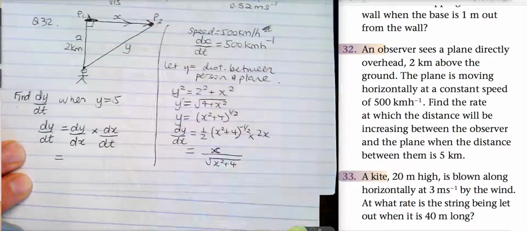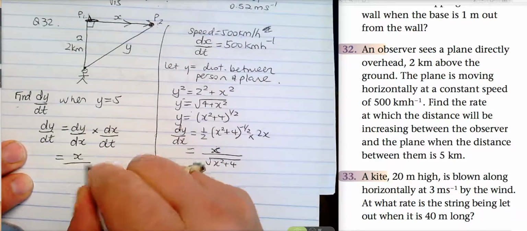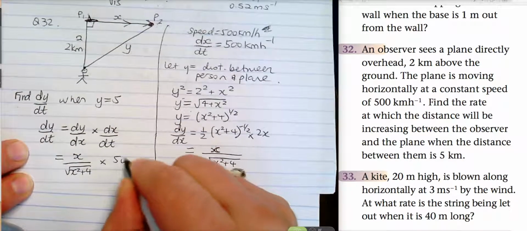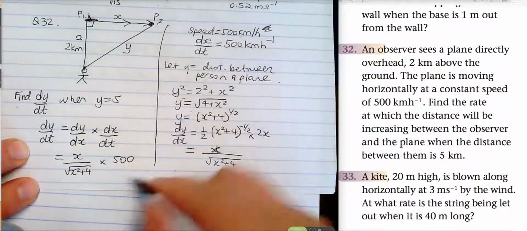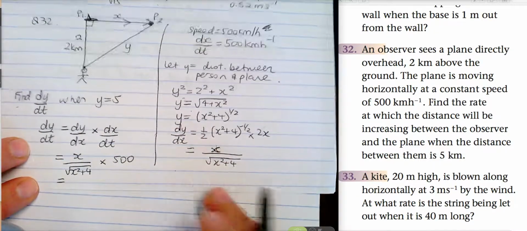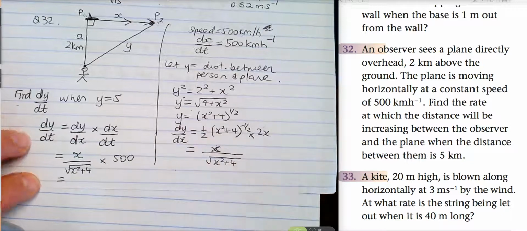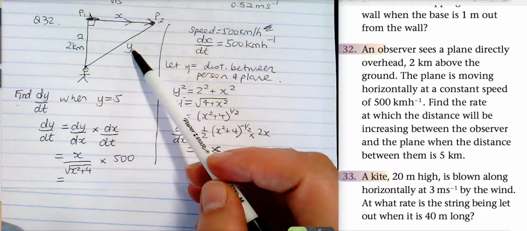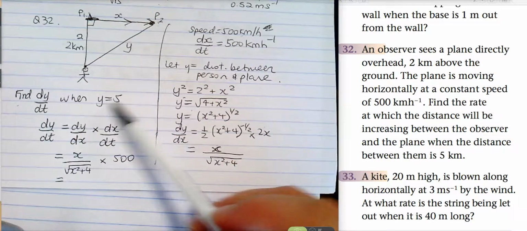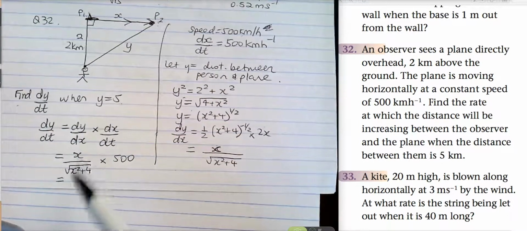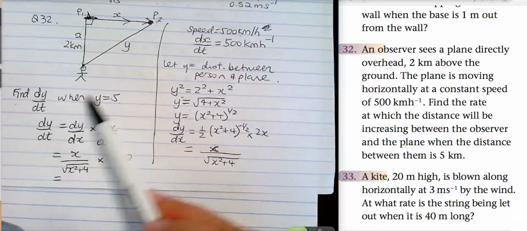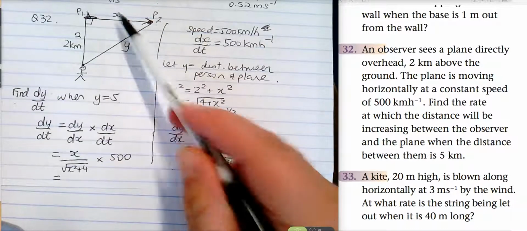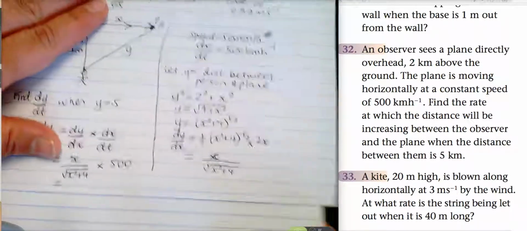And then you can substitute those in. So it's x over the square root of x squared plus 4 times dx/dt, which is 500 kilometres an hour. And then, all right, we can't do the substitution for x, but we can work out what x is when we know that y is 5. See how we have to substitute what x is here? You have to find dy/dt when y is 5. But if we know when y is 5, we can work out what x is. Do you see that?